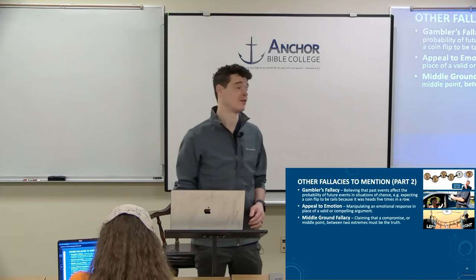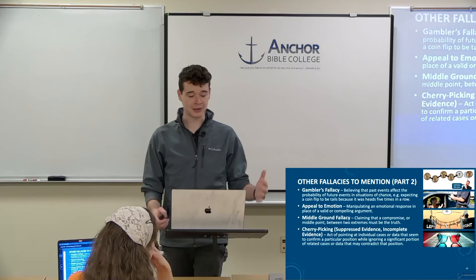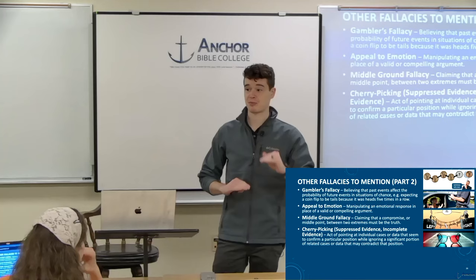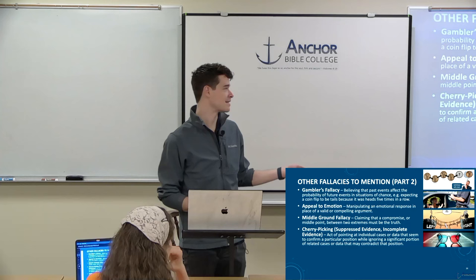Another one we talked about, cherry picking evidence, cherry picking fallacy, so to speak. Suppressing evidence, incomplete evidence. You're only looking at incomplete information. You might have all of those premises that seem like they make your case strong until you realize that you took out all of the premises that would have made your case weak. So this is an example of colored glasses of what you're looking at.